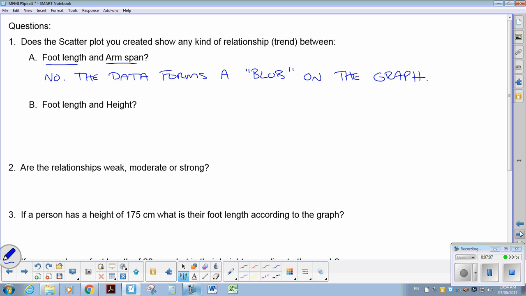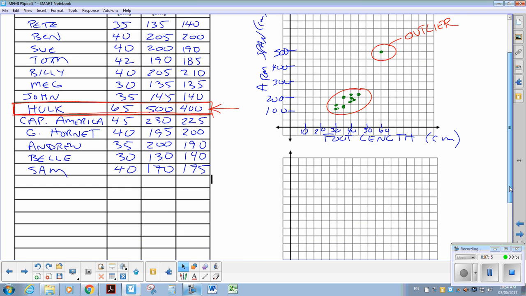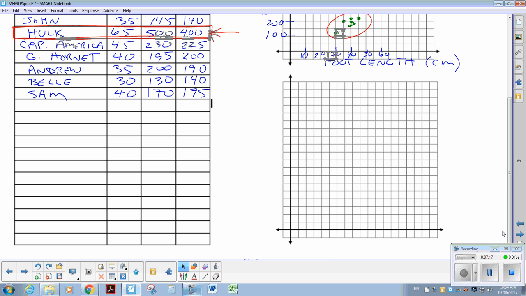Now the second part, they want foot length and height. So I need to go back and I need to finish that second graph. So going back, I'm going to give you some time. I'm going to plot the points, but I'll help you out here. So we're going to put foot length.